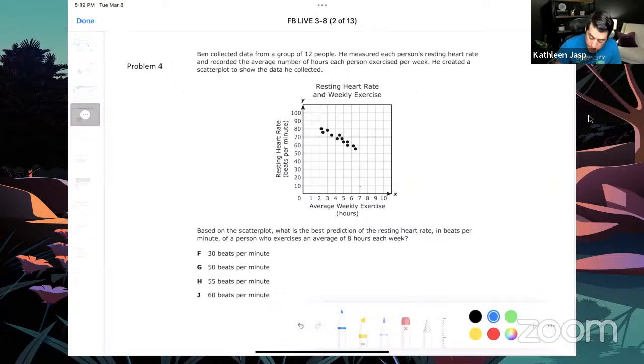The first one says 30 beats per minute. If I'm on 8, I know that 30 is right here. Based upon the way that the dots are clumped together and going in the direction that they're going, this doesn't feel like it's going to be the next one. So I'll just leave that there. The next one says 50 beats per minute. So 50 would be right here. Okay, looks pretty good. The next one says 55 beats per minute. So 55 is going to be right above it, like here. And then the next one says 60.